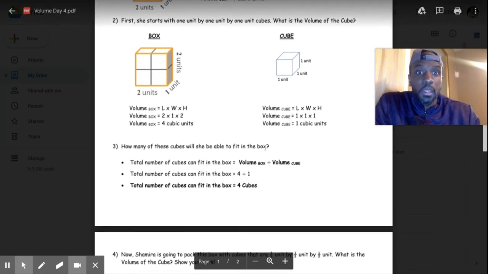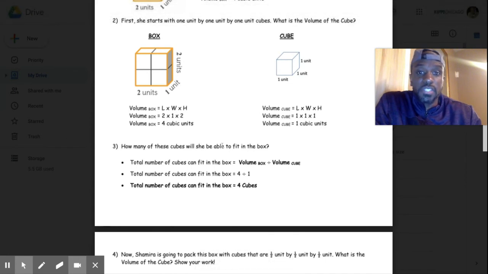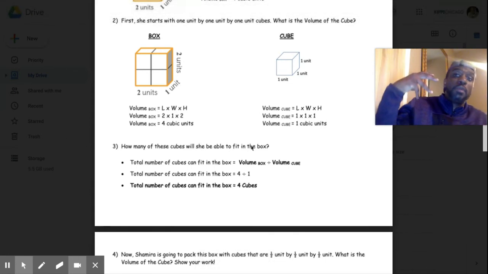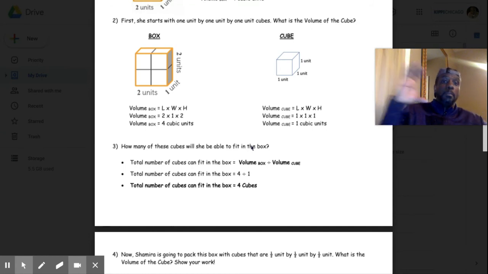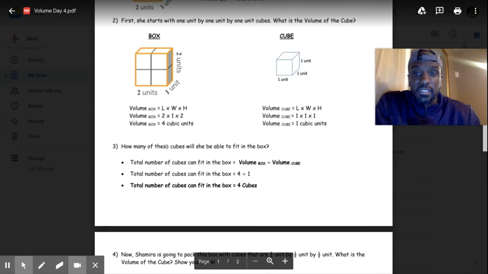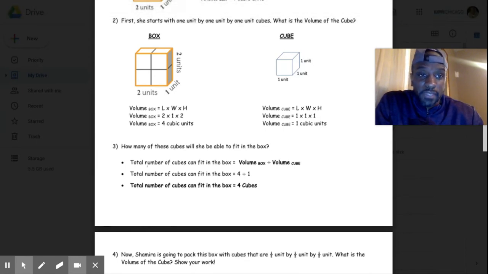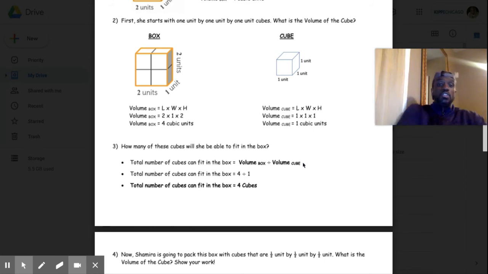Now, how many of these cubes can fit into this box? Knowing that the volume of the box is 4 cubic units, and the cubes are 1, how many of these 1 cubic units can fit in these 4 cubic units? So the formula is this. It says how many of these cubes will she be able to fit in the box? The total number of cubes that can fit in the box is the volume of the box divided by the volume of the cubes. I'm trying to put these cubes into the box, so it sounds like a division problem. So here we go. The total number of cubes that can fit in the box is 4, the volume of the box, divided by 1, the volume of the cubes. 4 divided by 1 is 4.